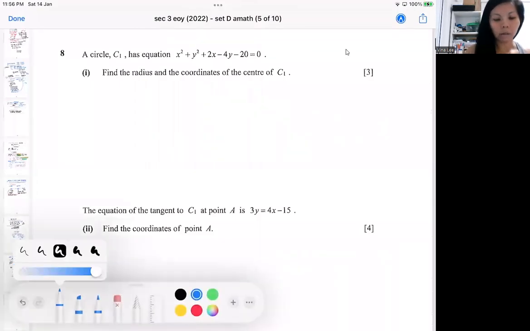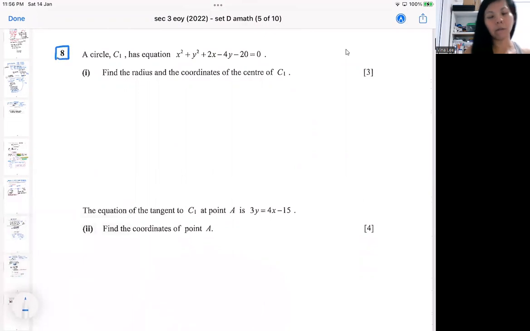Question 8 is on the topic of circles. So it's under coordinate geometry, actually under further coordinate geometry. So the basic part is on part 1. So this is the format of an equation of a circle.